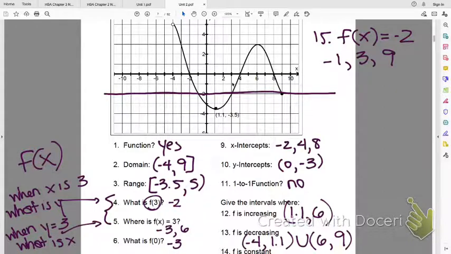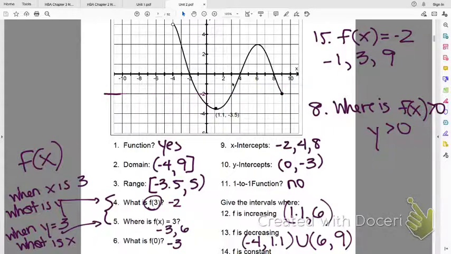Final question that we haven't looked at yet was 8. 8, for some reason, is always the trickiest question. It asks us, where is f of x greater than 0? What is f of x? Y, right? So that's asking me where on this graph are my y values greater than 0? Well, where is y equals 0? In the middle, right here.